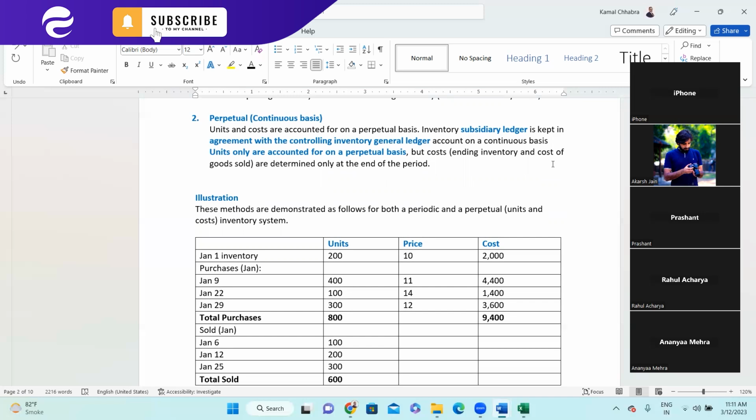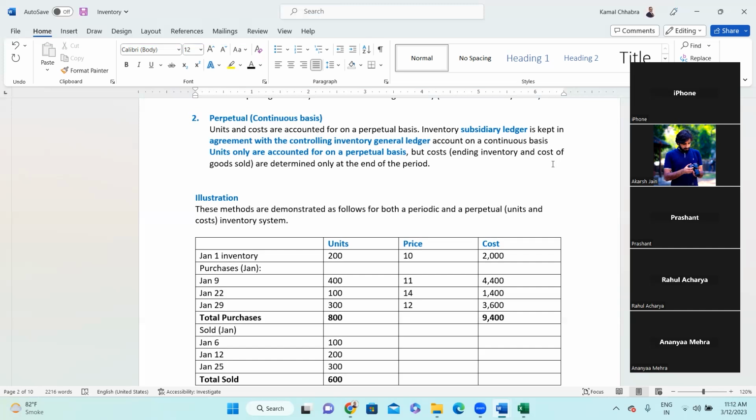Yes, sir. Like in the chart of accounts, the main general ledger is inventory, and after that there will be a subledger of inputs, then packaging, and finished goods and all.